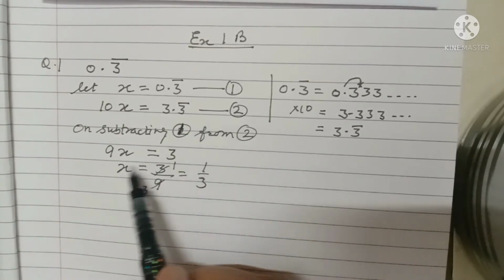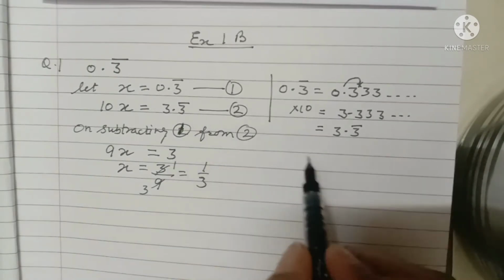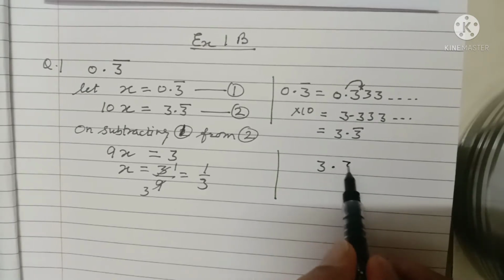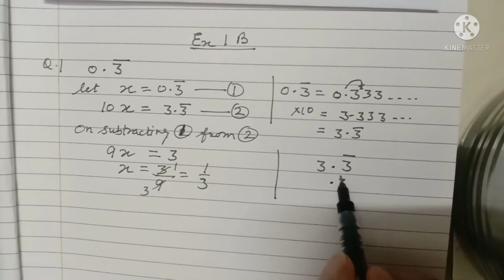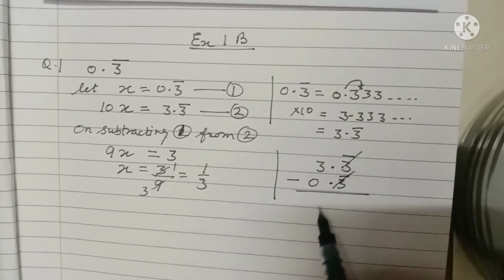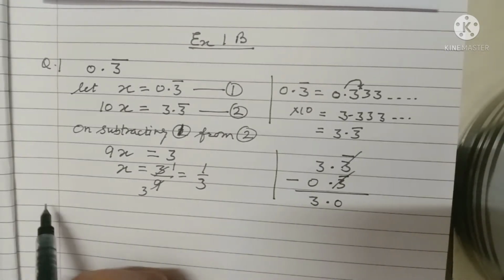Here I am showing how you get only 3. If you subtract 3.3 bar and the second, 0.3 bar, the bar part will be cancelled and you will get only 3.0. Okay, now part 2.